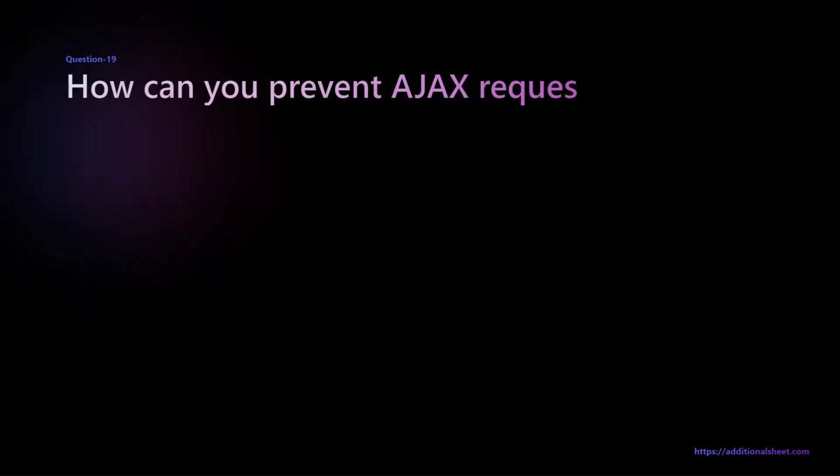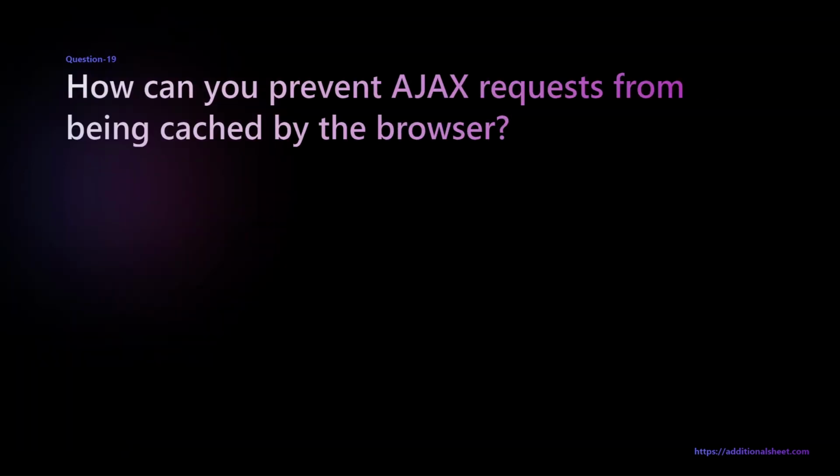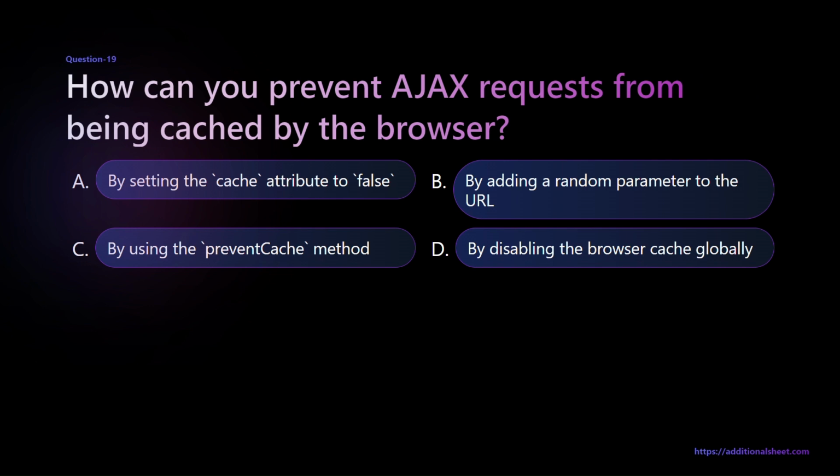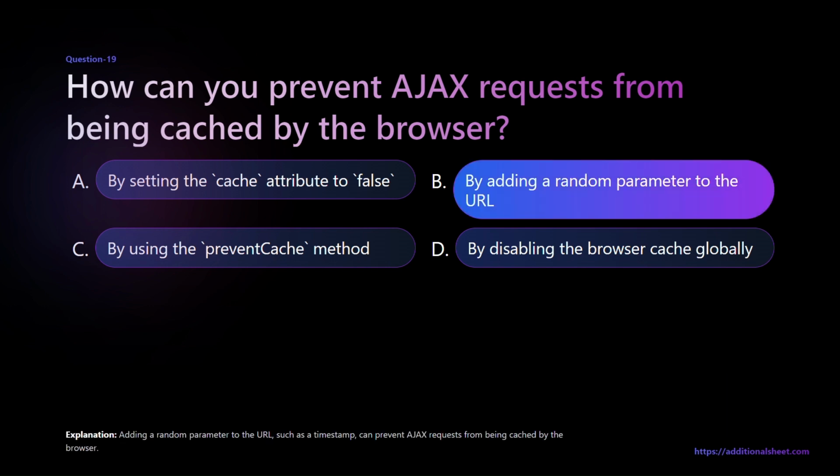How can you prevent AJAX requests from being cached by the browser? Option A, by setting the cache attribute to false. Option B, by adding a random parameter to the URL. Option C, by using the prevent cache method. Option D, by disabling the browser cache globally. The correct answer is option B, by adding a random parameter to the URL.